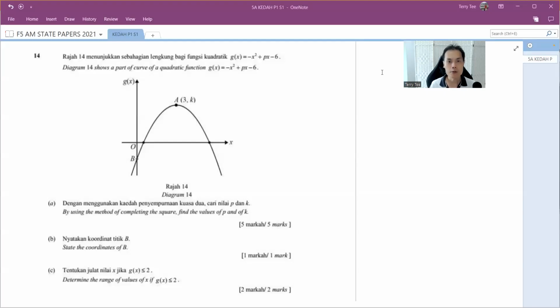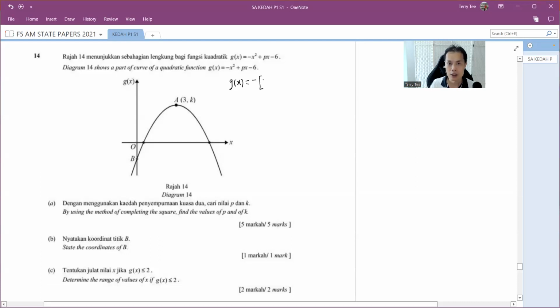Question number 14. So this is a Form 4, Chapter 2 quadratic function. It gives a graph of quadratic function g(x) equals negative x squared plus px minus 6. Yeah, they say by using the method of completing the square, find the value of p and k. Okay, so first of all, before you complete the square, remember you need to make your coefficient of x squared become 1. So if it's not 1, we factorize it. We take out the negative here. When you take out negative, remember px, you also have to factorize px.